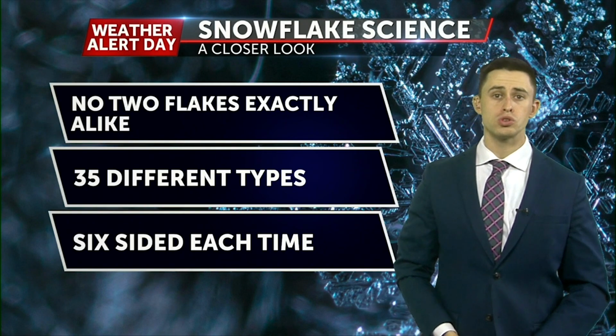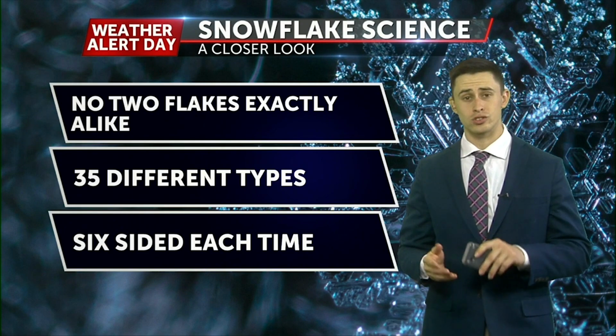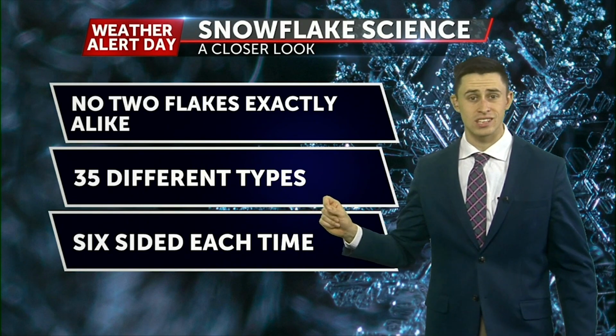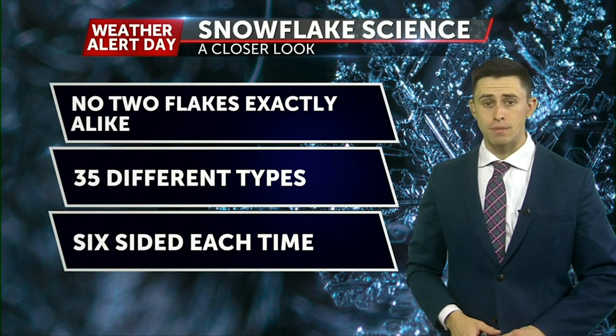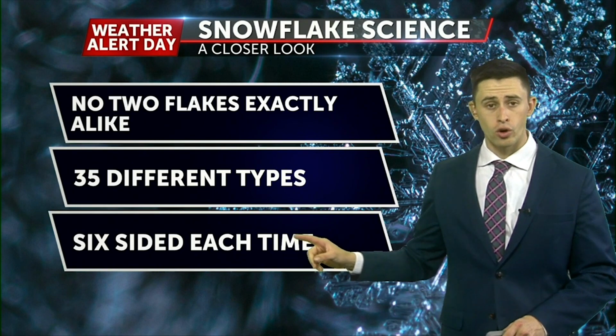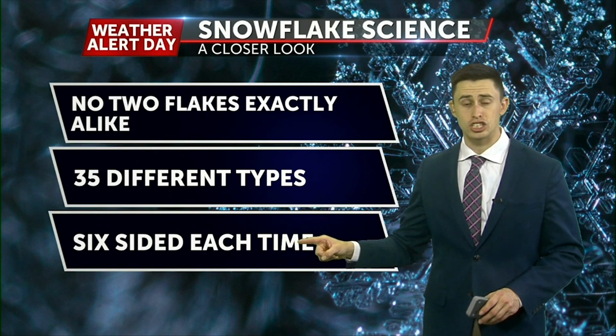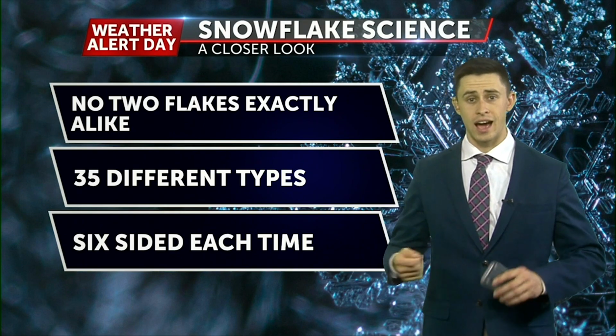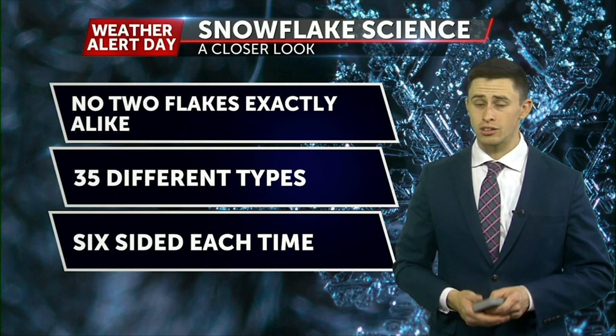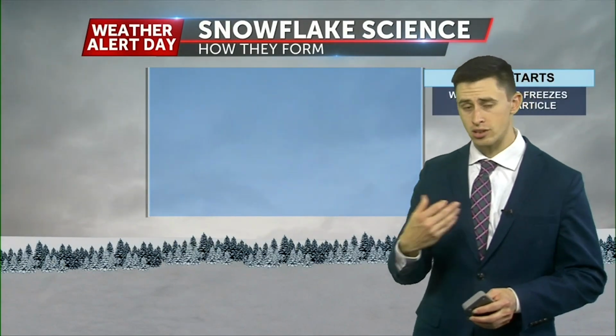Now, typically, no two snowflakes exactly look alike. There's actually 35 different categories of these types, and each one of those is not going to be a mirror image of each other. Now, they all start as the same six-sided shape, starting as an ice crystal and eventually changing their shape. Now, just how does this form and how does it work?